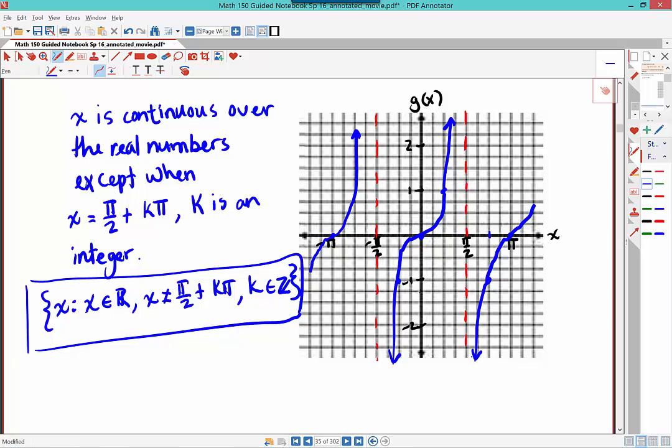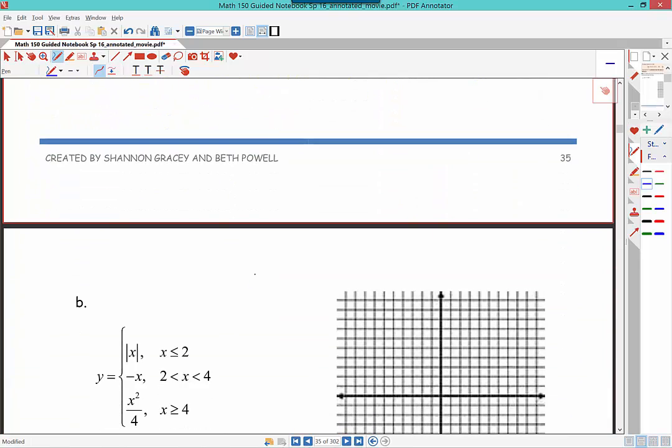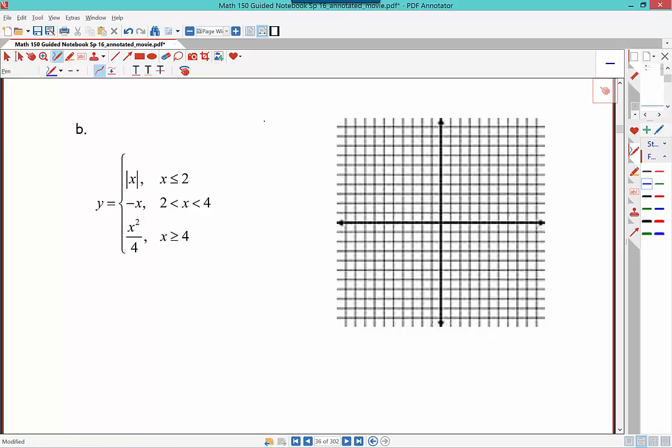Good so far? So we've described the continuity of x in a set. Okay, let's try this guy next. Go ahead and pause the movie and see how you do.